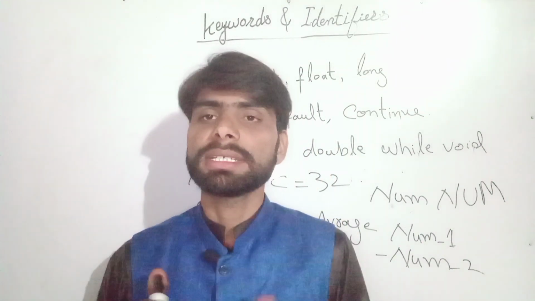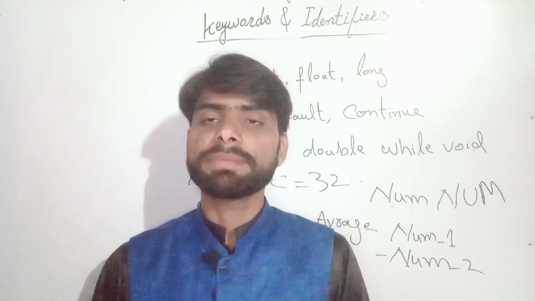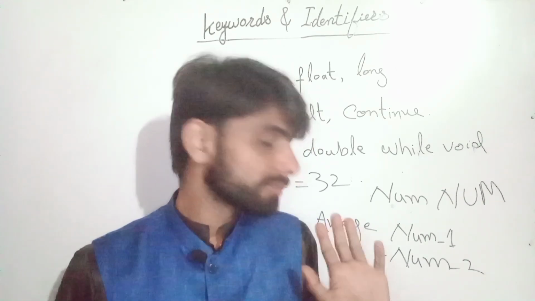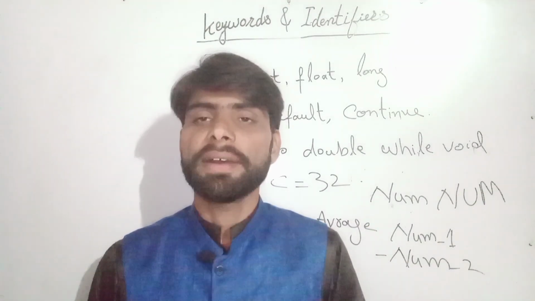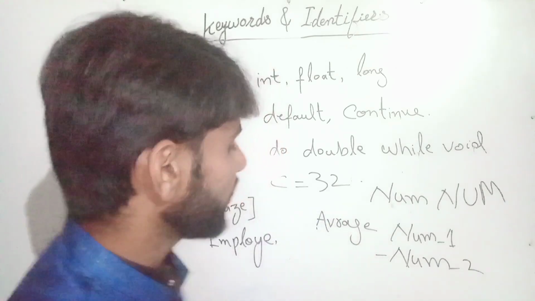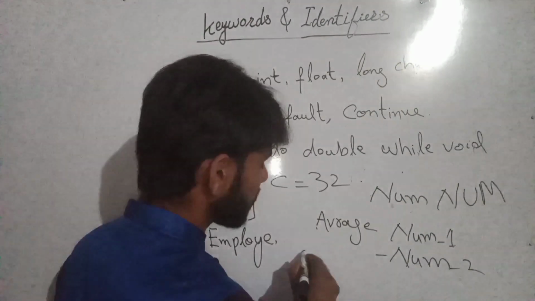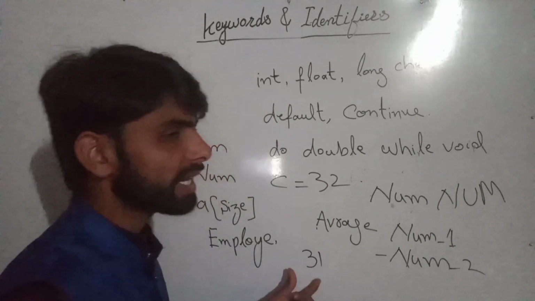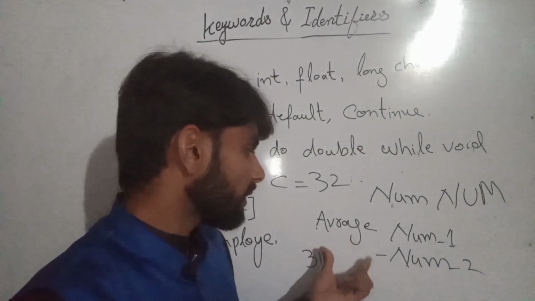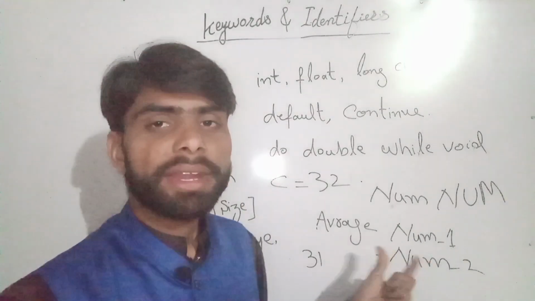So all unions, structures, arrays, user defined, all names are called identifiers, right? And the next thing is that the length of these identifiers is 31 characters. We can write any identifier up to 31 characters, right? So this is the length of identifiers.